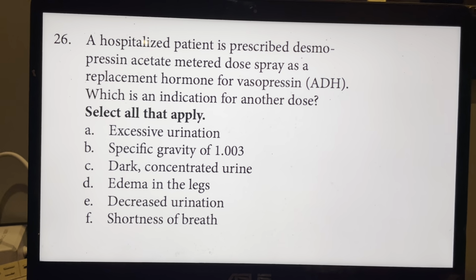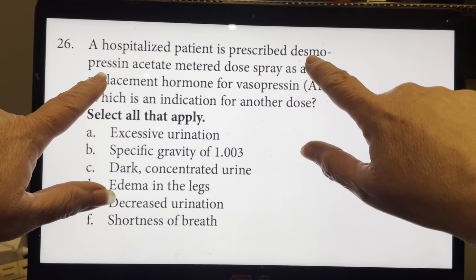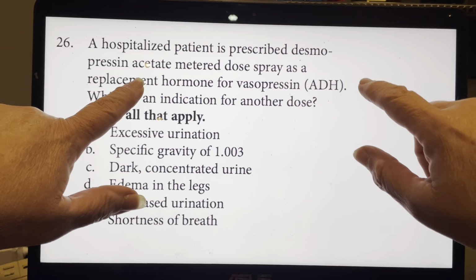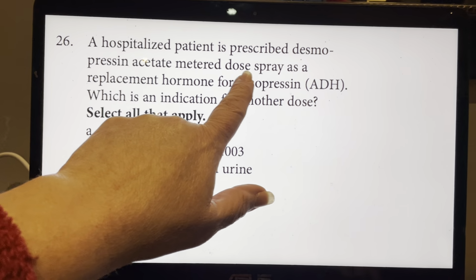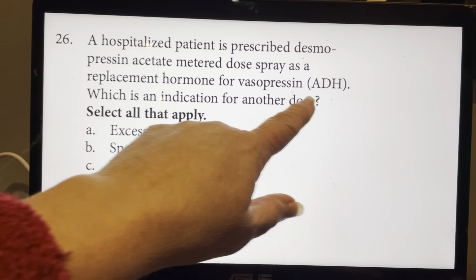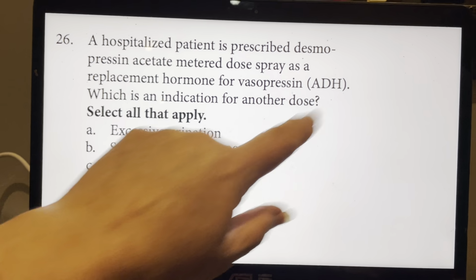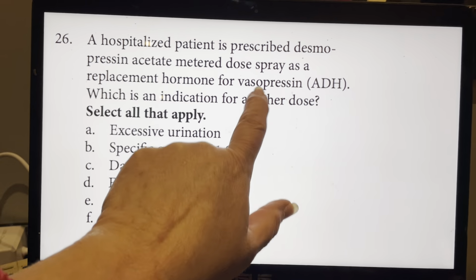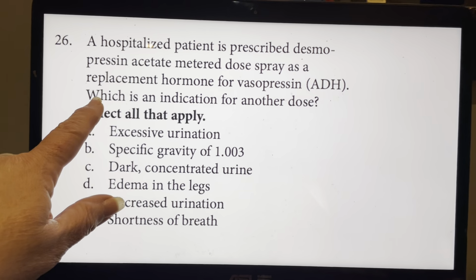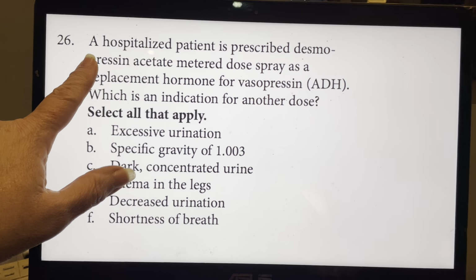Okay. A hospitalized patient is prescribed desmopressin. Doesn't that kind of look like cousin to vasopressin? Because they are. But this is the metered dose spray as a replacement hormone for vasopressin. Desmopressin. If you just got pressin in it, that's what it is. And it'll probably make your vessels press in too. Anyway. Which is an indication for another dose?